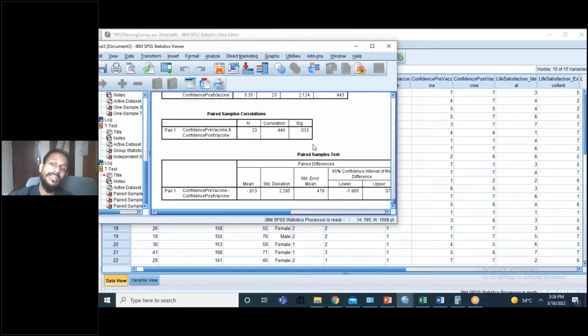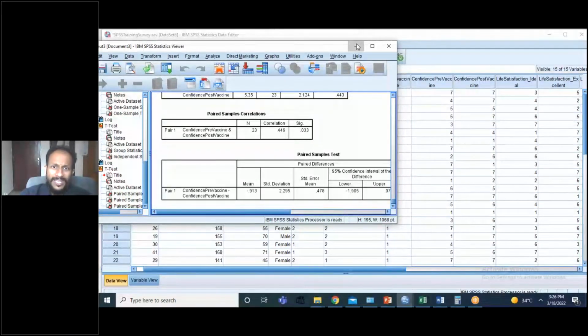If the significant value is lesser than 0.05, it indicates that there is a difference. If it is lesser than 0.05, we reject the null hypothesis, thereby we accept the alternate hypothesis. What is the alternate hypothesis? There is a difference. That means confidence before vaccine and confidence after vaccine are not equal. Okay, that is what it signifies. If it is lesser than 0.05, it indicates that there is a significant difference, right?